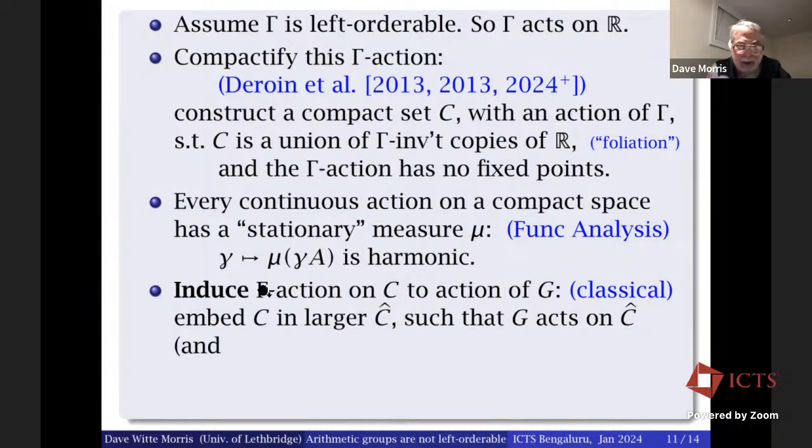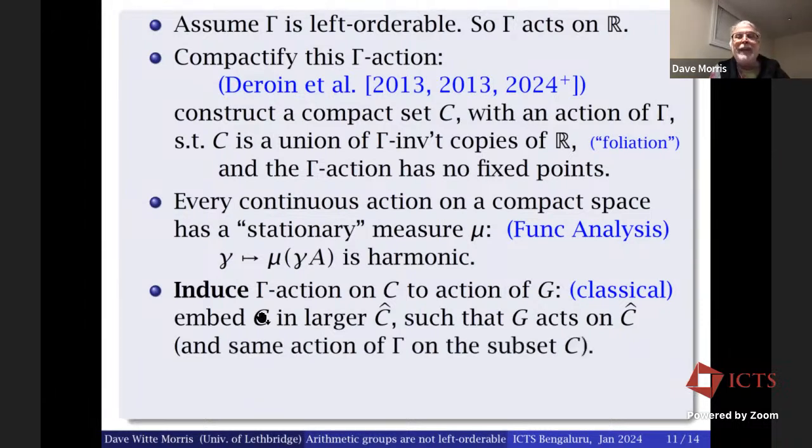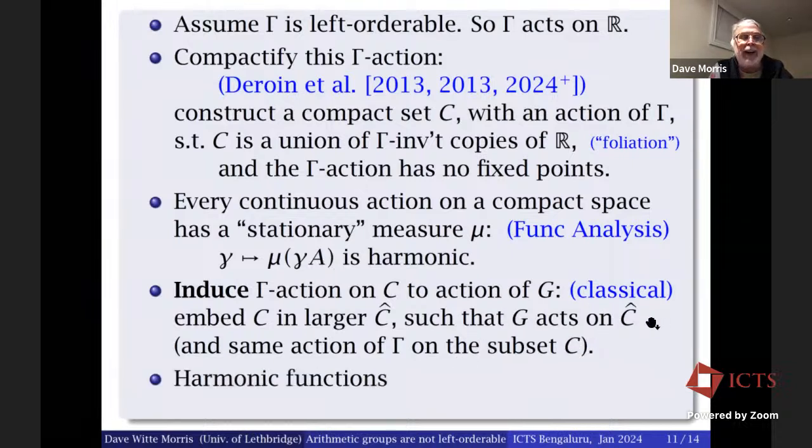Well, the key condition here is that when we extended and made C hat bigger, we didn't change the gamma action that we already had. Gamma was acting on C, and it'll still be acting on C in the same way. We construct all of G as acting on this larger space, but we didn't change what gamma did. We just made the space bigger so that other elements of G could act as well. C is still doing what it did do. And now I want to put these two together. I've got a stationary measure, so I have lots of harmonic functions on C, and I've got this action of G on a bigger thing.